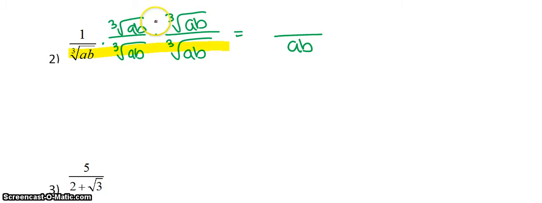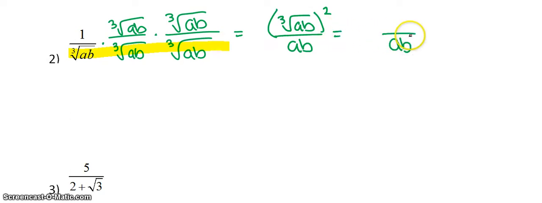And in the numerator, I have the cube root of AB multiplied 2 times, so I'm going to rewrite that as the cube root of AB squared. This is a good answer, but we could go further based on what we've learned about rational exponents. I could rewrite this as AB to the 2/3 power. So the index becomes the denominator, the exponent becomes the numerator.